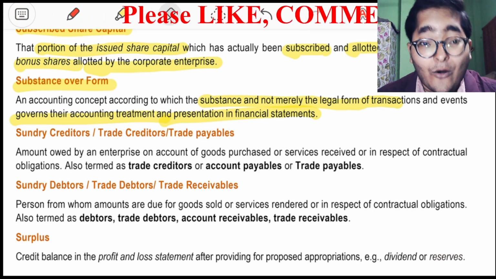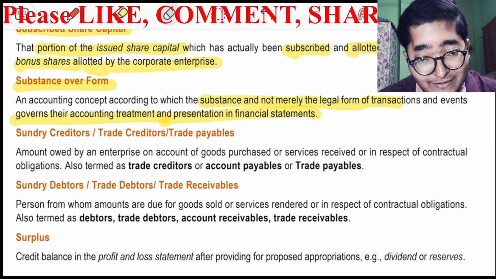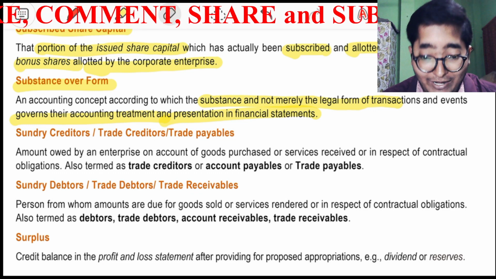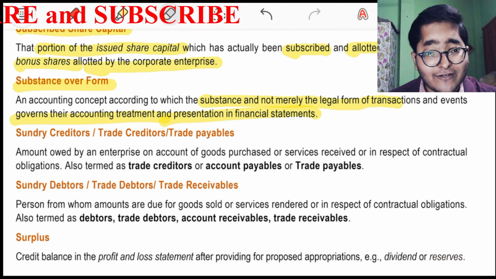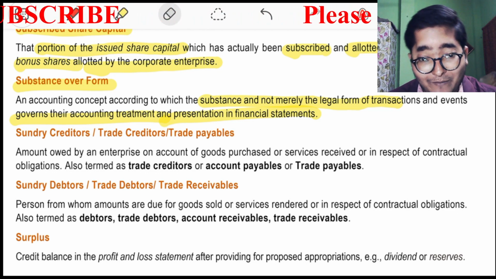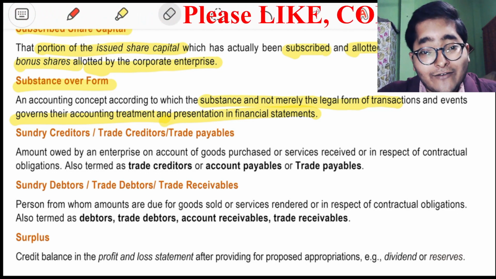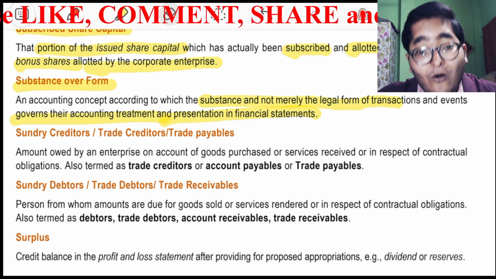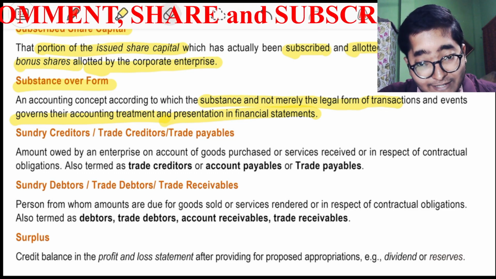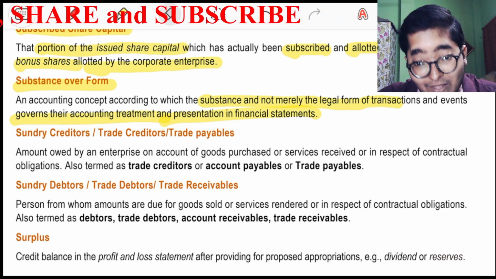Our next topic is sundry creditors, trade creditors or trade payables. Sundry creditors, trade creditors or trade payables. Sundry creditors is the amount owed by an enterprise on account of goods purchased or services rendered.